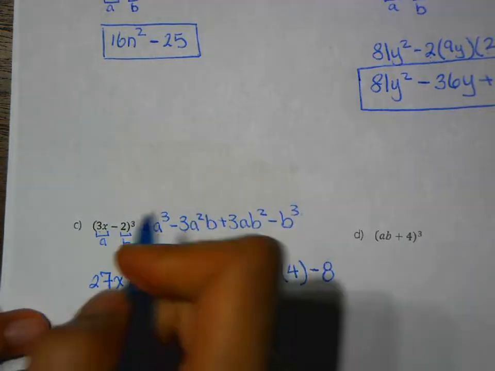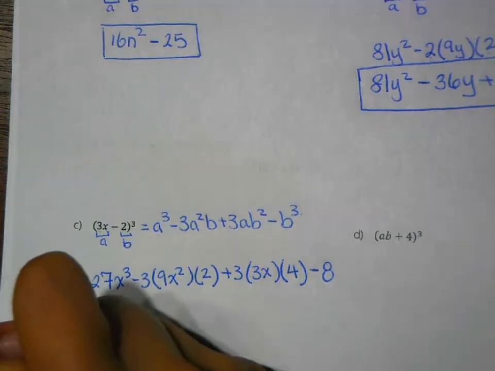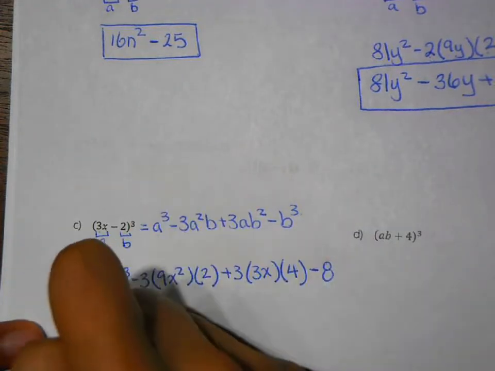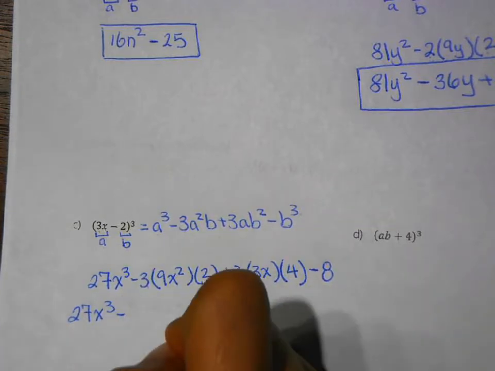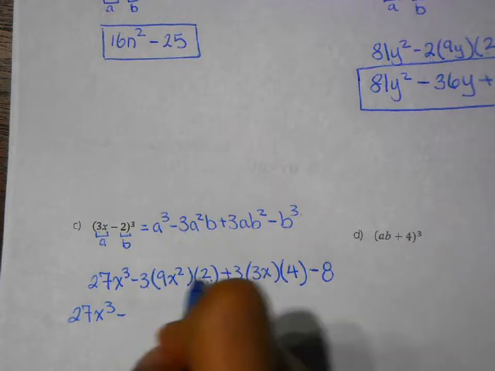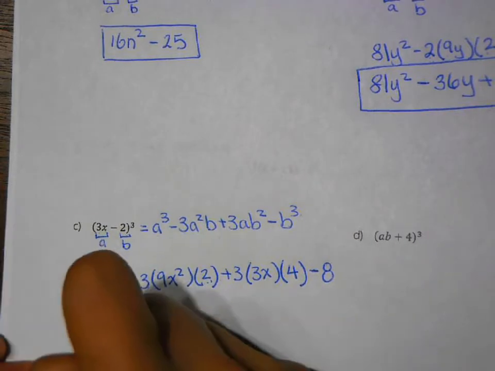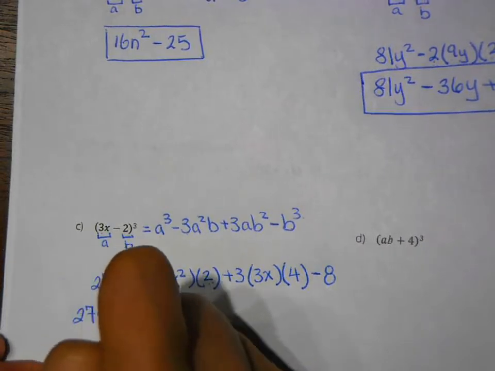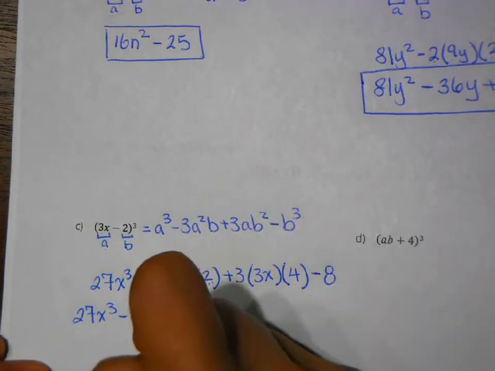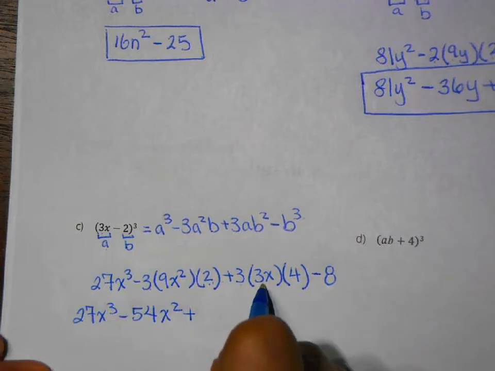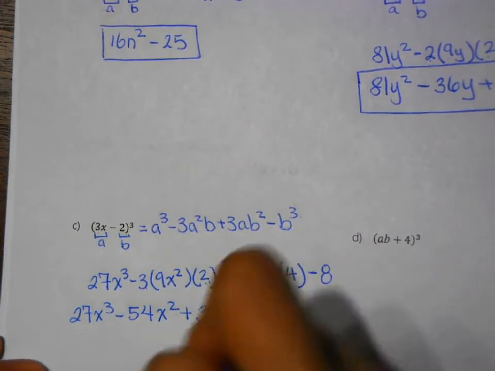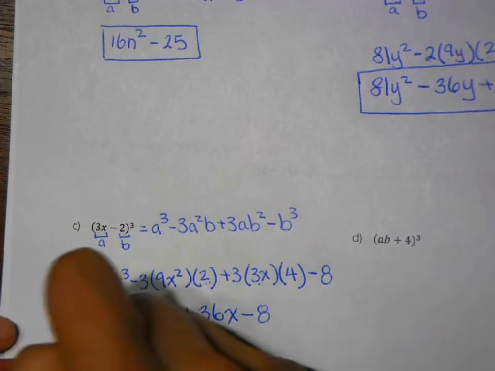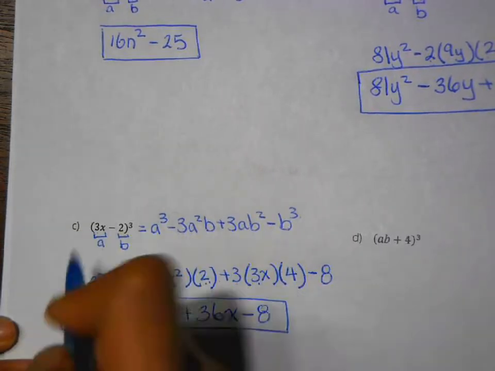So let's simplify it out. So you get 27x cubed minus 3 times 9 times 2. I'm going to do 3 times 2 is 6. 6 times 9, 54x squared, plus 3 times 3 is 9. 9 times 4, 36x minus 8. This will be your final product.